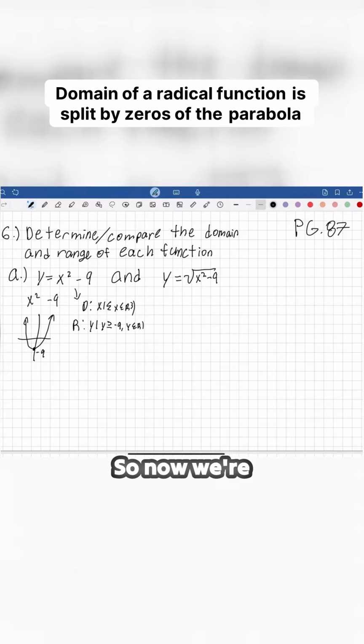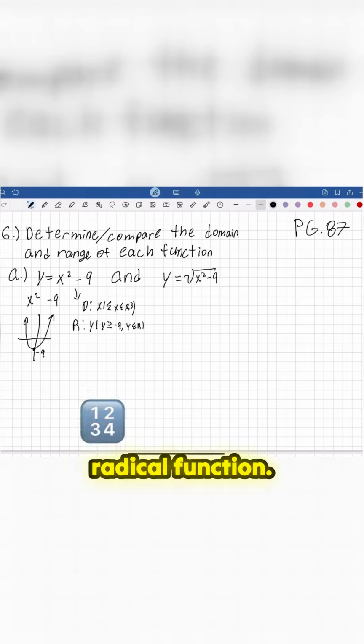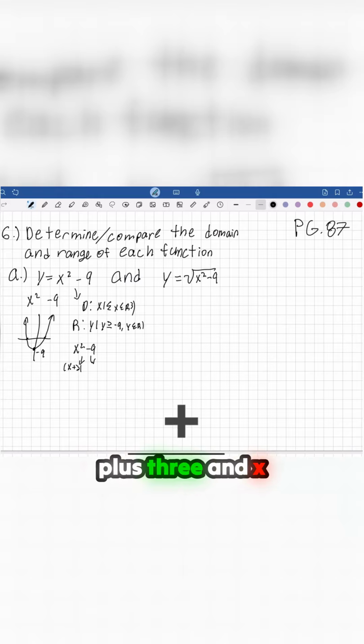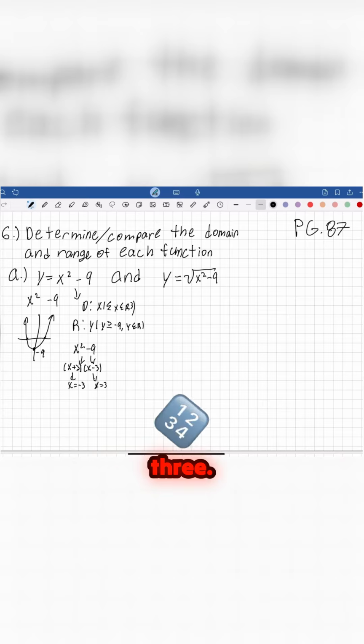So now we're going to take a look at our radical function. With our radical function, things are a little bit different because we only care where our original function is above 0. So the first thing to do is actually to find the zeros of this function, which is just factoring into x plus 3 and x minus 3. So in other words, x equals negative 3 and x equals 3.